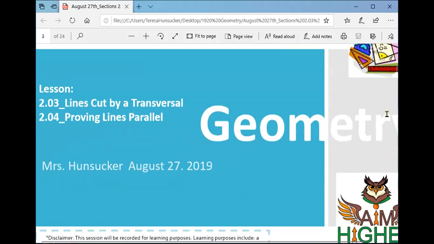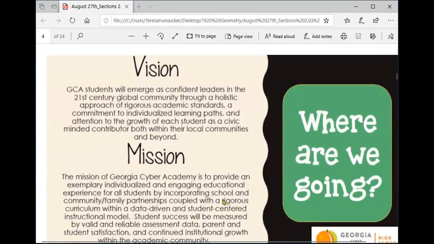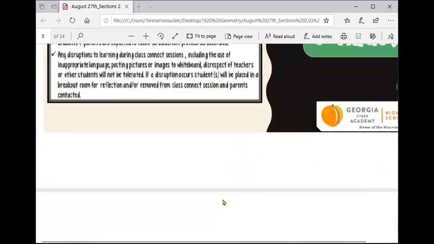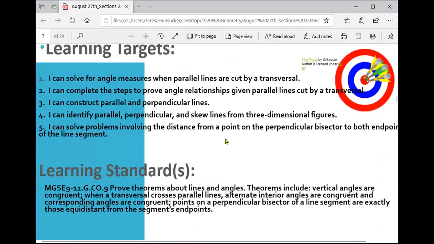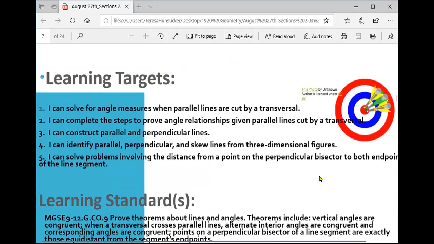You're rocking this. Okay, so today we're going to cover two sections, 203 and 204. Today is August 27th. We have our GCA vision and mission and our code of conduct. Here we are, it's Tuesday the 27th. We're covering sections 203 and 204, parallel and perpendicular lines and lines cut by a transversal. We have some learning targets. Does anybody want to pick up the mic and read some of our learning targets? Please volunteer in the chat. Just let me know. All right, very good.